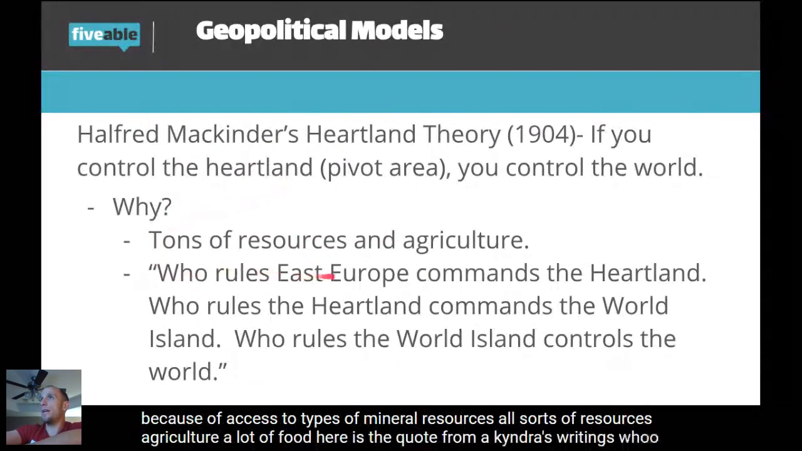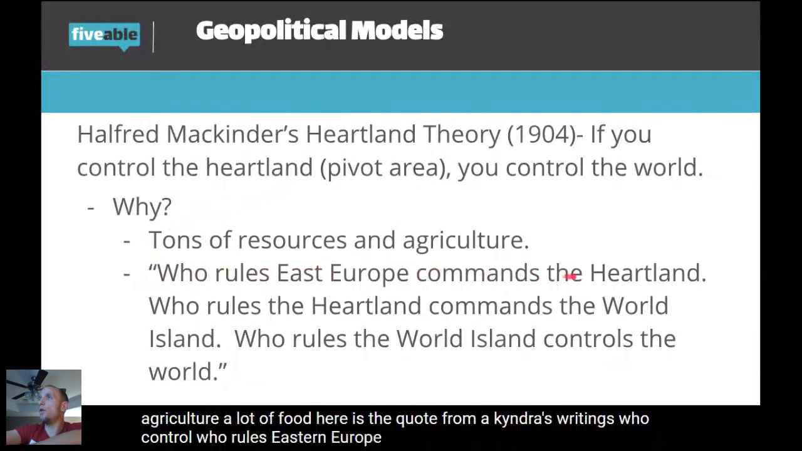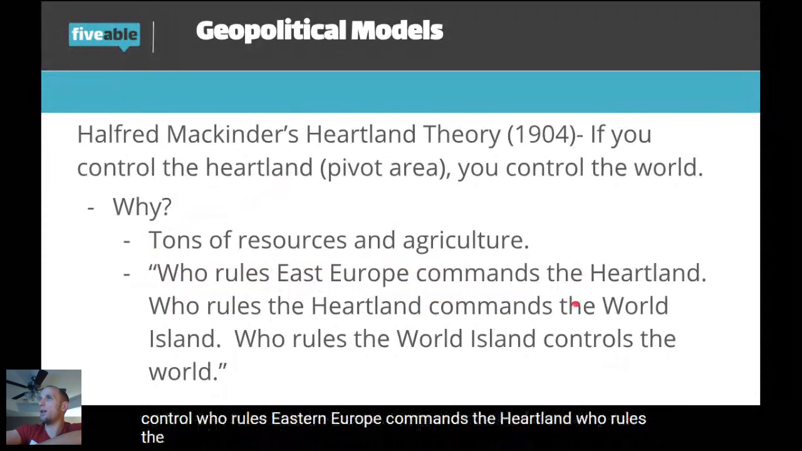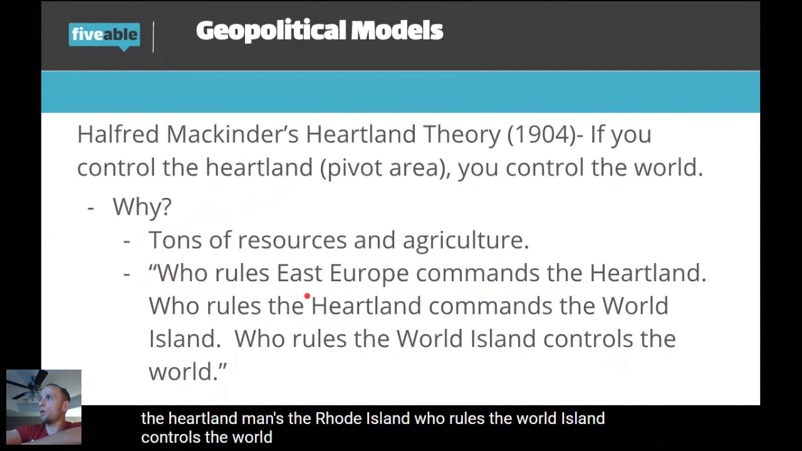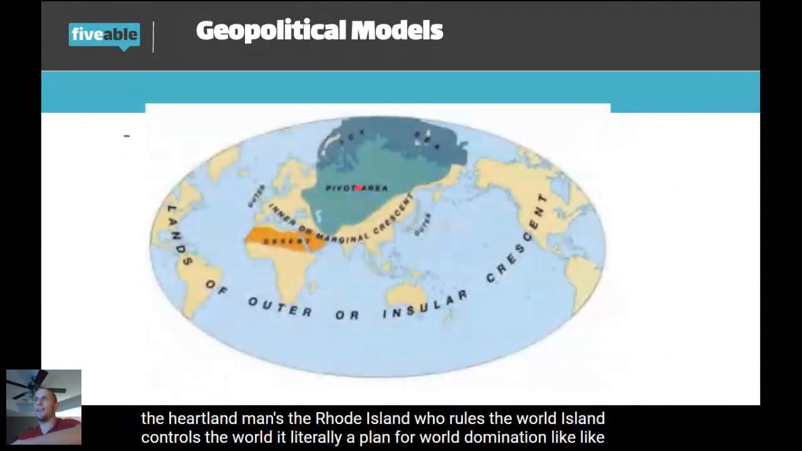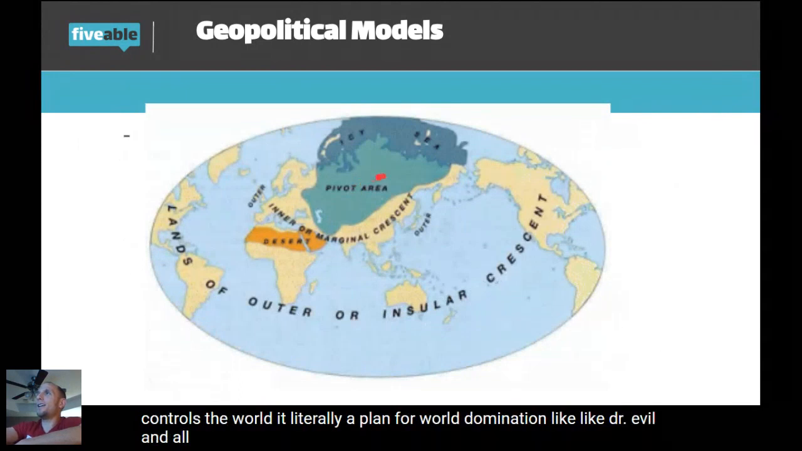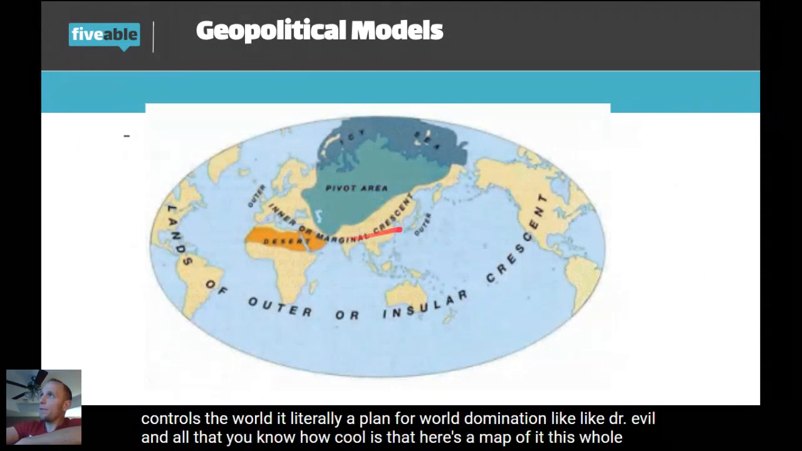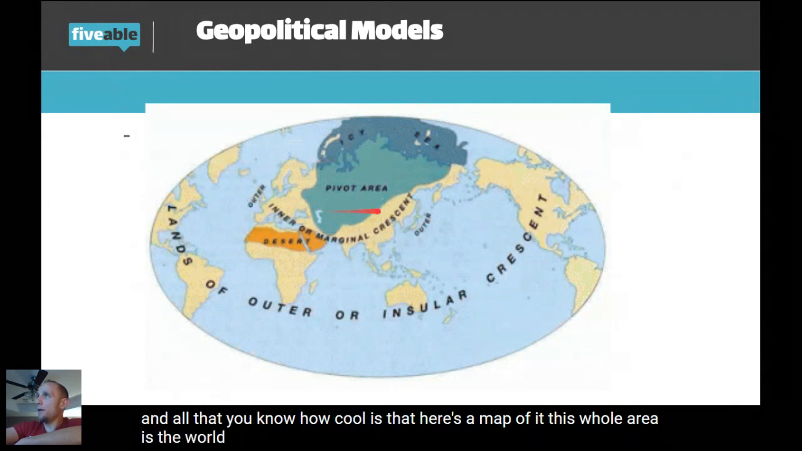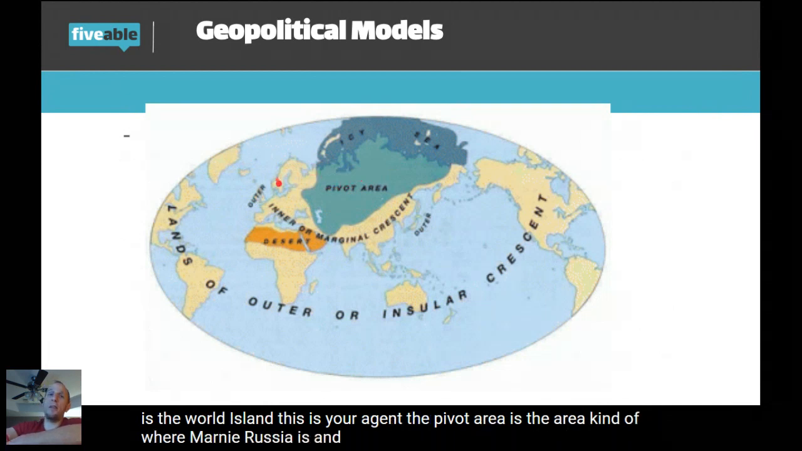Here's the quote from Mackinder's writings. Who rules Eastern Europe commands the heartland. Who rules the heartland commands the World Island. Who rules the World Island controls the world. It's literally a plan for world domination, like a Dr. Evil, and all that. How cool is that? Here's a map of it. This whole area is the World Island. This is Eurasia. The pivot area is the area kind of where modern-day Russia is.